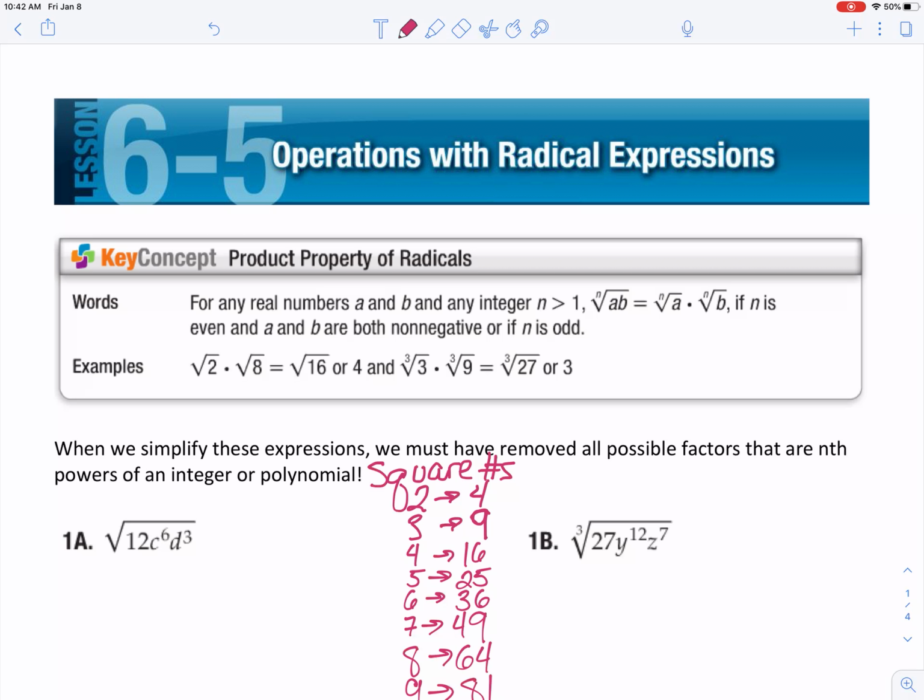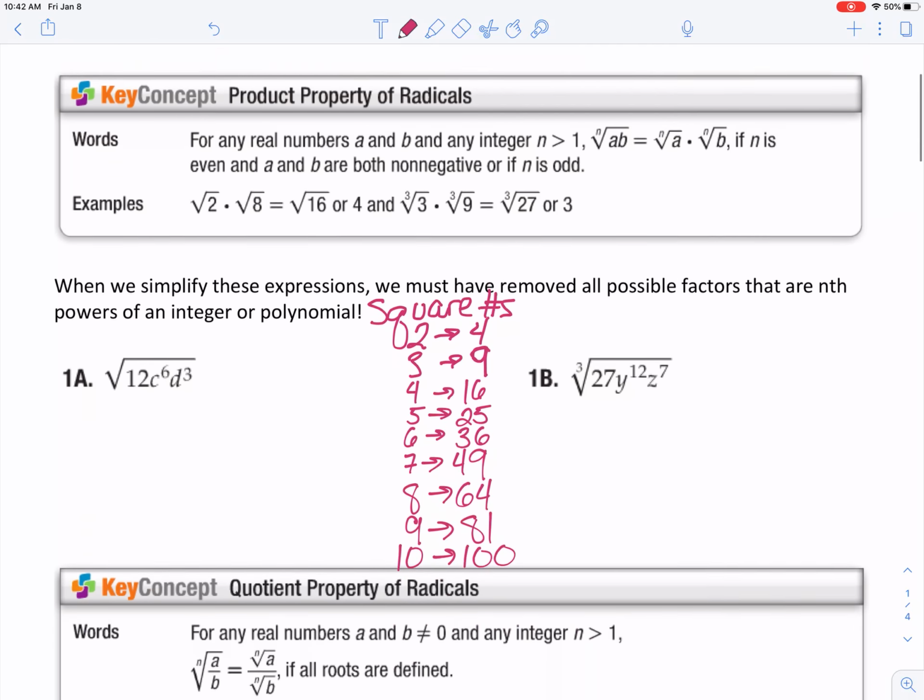So with 6.5, we're going to start by trying to simplify radical expressions. And a radical is simplified when you have taken out all of the square factors inside of the radical. That said, your final answer might still have a radical sign in the final answer. So let's jump into an example here.